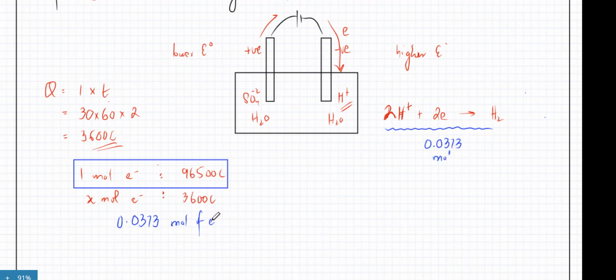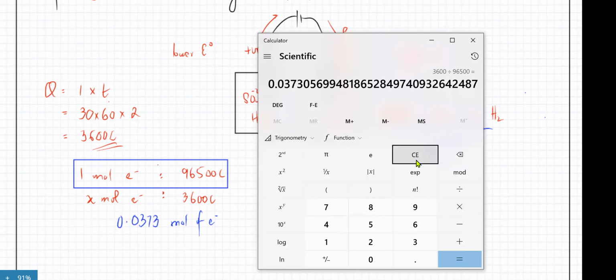The equation says that 2 moles of electrons produce 1 mole of H2. So according to the ratio, 0.0373 moles of electrons are going to produce how many moles of H2? They're going to produce half of that. So it's going to be 0.0373 divided by 2, and that gives me 0.01865.